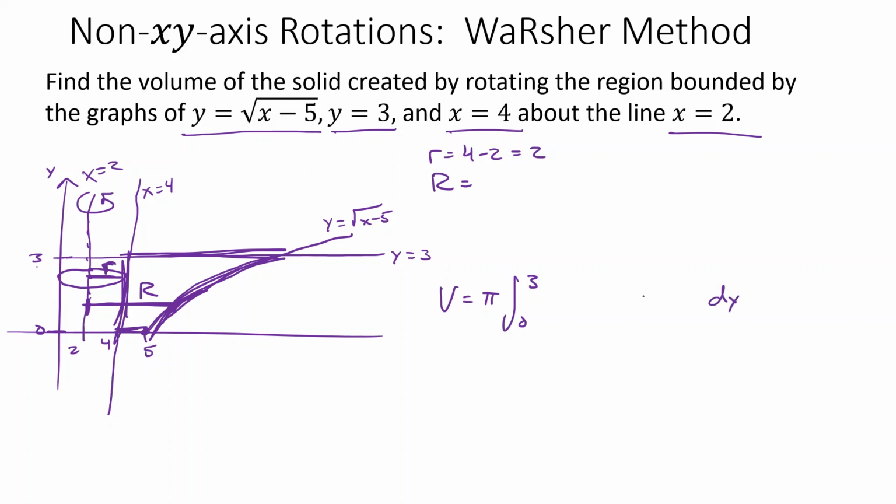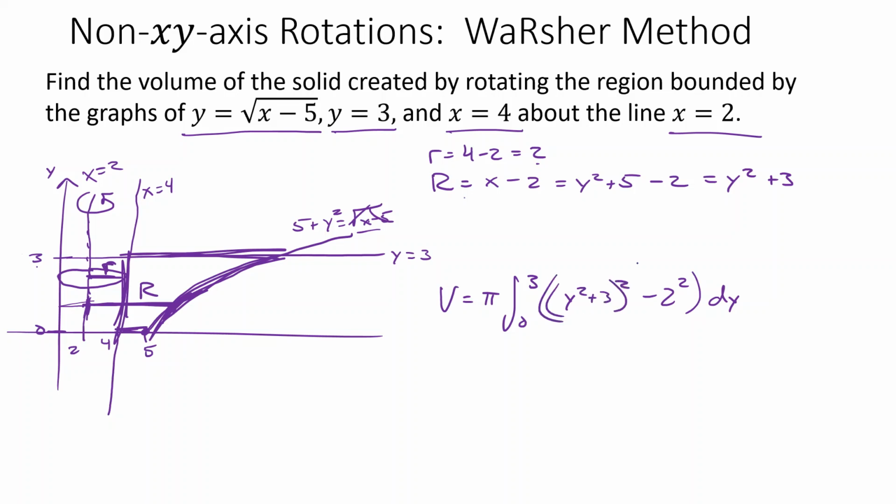Our little r is going to be this 2, so minus 2 squared, and we need to know what the big R is. The big R is from this curve minus the 2, because from the curve, it would just be the whole way over. But we want the difference between the two, so it's this curve minus 2. This curve is x minus 2. But that x, we have to square both sides and then add 5, and that gets us what x equals. So we get y squared plus 5 minus 2, or y squared plus 3. So we get y squared plus 3 quantity squared for that one.